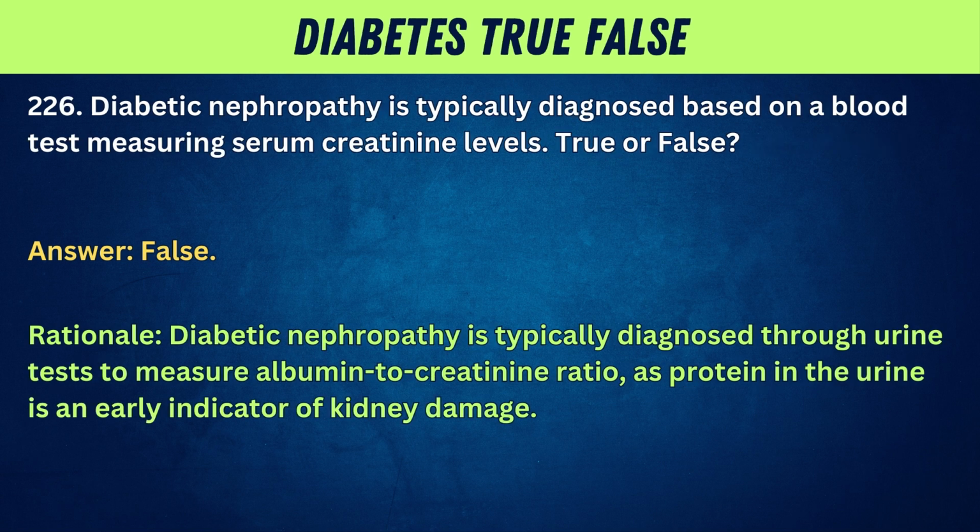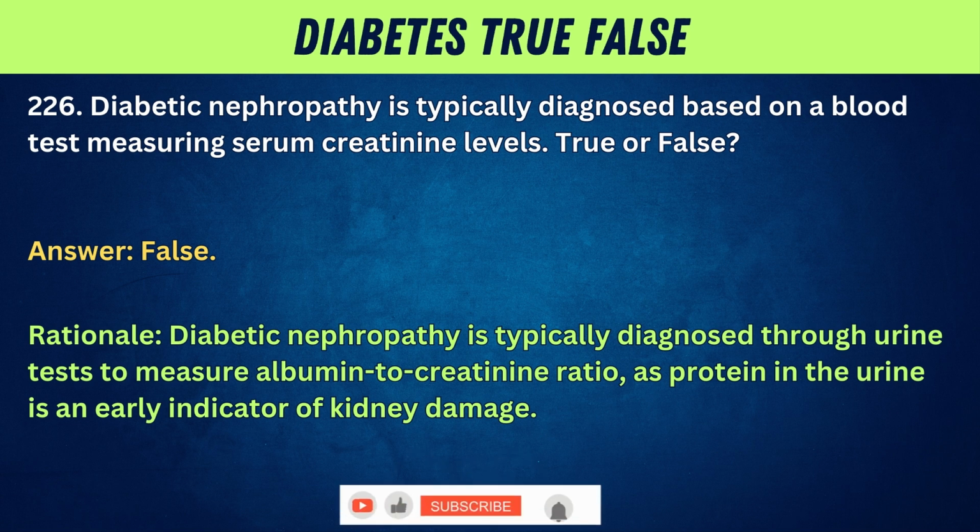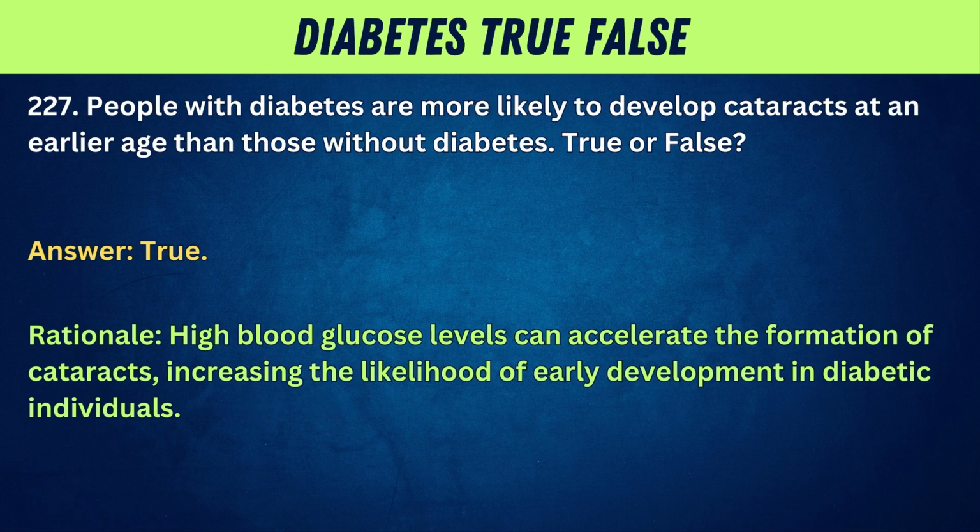226. Diabetic nephropathy is typically diagnosed based on a blood test measuring serum creatinine levels. True or false? Answer: false. Rationale: diabetic nephropathy is typically diagnosed through urine tests to measure albumin to creatinine ratio, as protein in the urine is an early indicator of kidney damage.